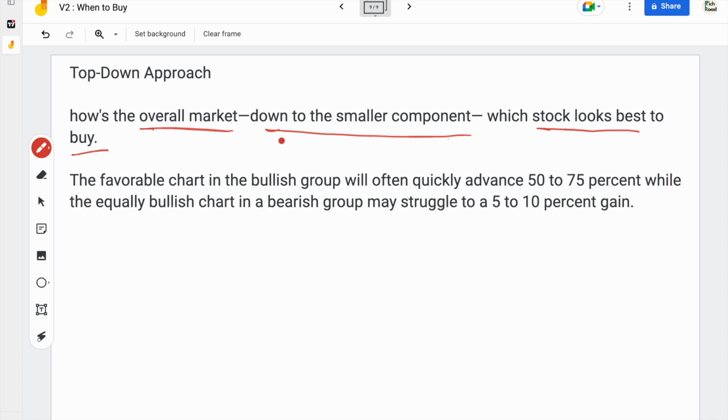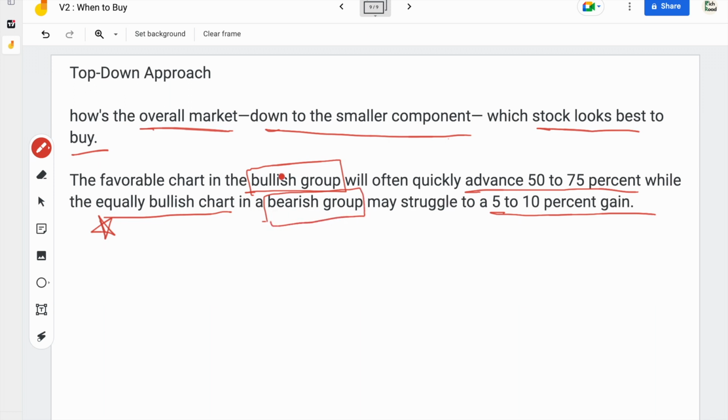Then comes the important part. The favorable chart and bullish group. That is where the seeds of sector analysis are sown. A favorable chart in a bullish group will often quickly advance 50 to 75%, while an equally bullish chart, this is so important, so important, I'll explain, in a bearish group may struggle to a 5 to 10% gain. Now see, here he's saying bullish and bearish group.